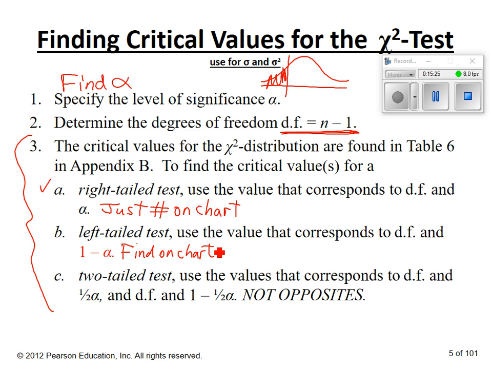And when you're doing a 2-tailed, then you have to take half of alpha. You're going to put half of alpha on one side, and the other half on the other side. And you just got to look up those 2 numbers. Actually, I just marked them backwards. That should go over there, and this one actually goes over here. But you'll figure that out, because one of them's going to be bigger than the other. And we'll do a couple of those just to make sure you understand it.